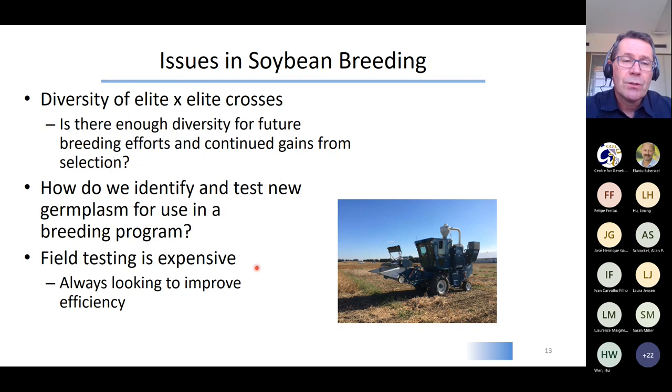So the question is, is there enough diversity in the current Canadian soybean germplasm for future breeding efforts, so we don't reach a plateau and instead we continue to enjoy the gains from selection? Another question is, how do we identify and test new germplasm to be used in the breeding program? Is it through molecular markers and identification of genomic regions or otherwise? Because field testing is expensive, making selections of the most promising material is an economically feasible and efficient way of keeping the cost down and the gains up.